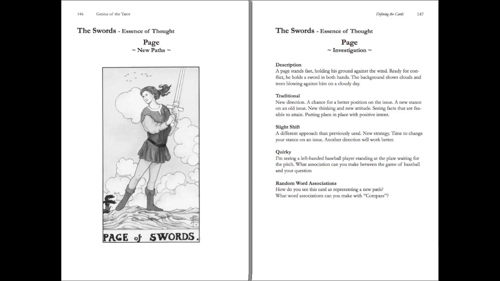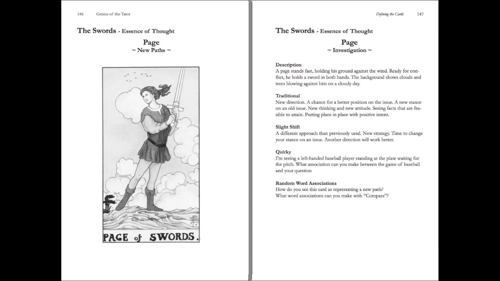Next I have the Page of Swords here. I just thought I'd throw a few of these out here to show you what they're about. Page of Swords here, I'm seeing this page as a baseball player standing at the plate, a left-handed baseball player, and that sword is a baseball bat. He's at the plate, and he's waiting for the pitch to come. Sort of like bases are loaded, bottom of the ninth, and this is your guy.